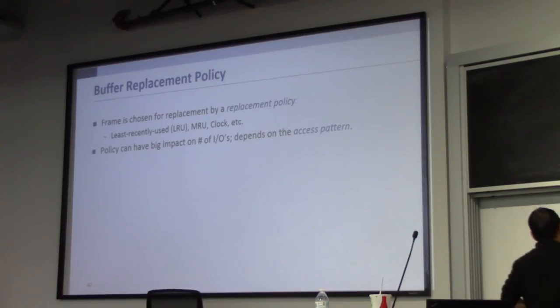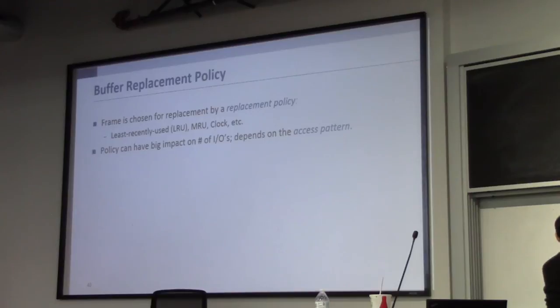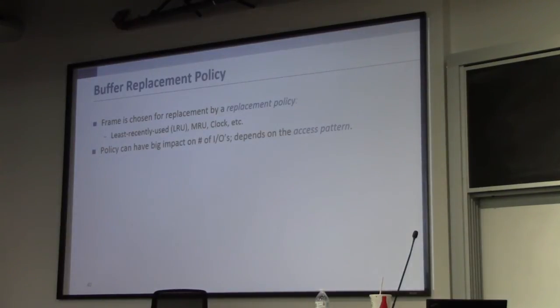So suppose this is my buffer, and my buffer has, let's say, 5 frames. This is my frame number. I have 5 frames, so it's a really simple case. Now this is my disk.